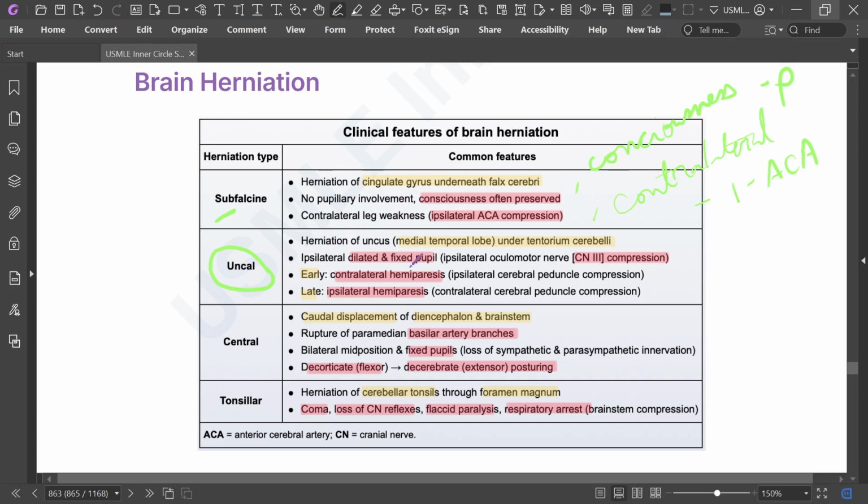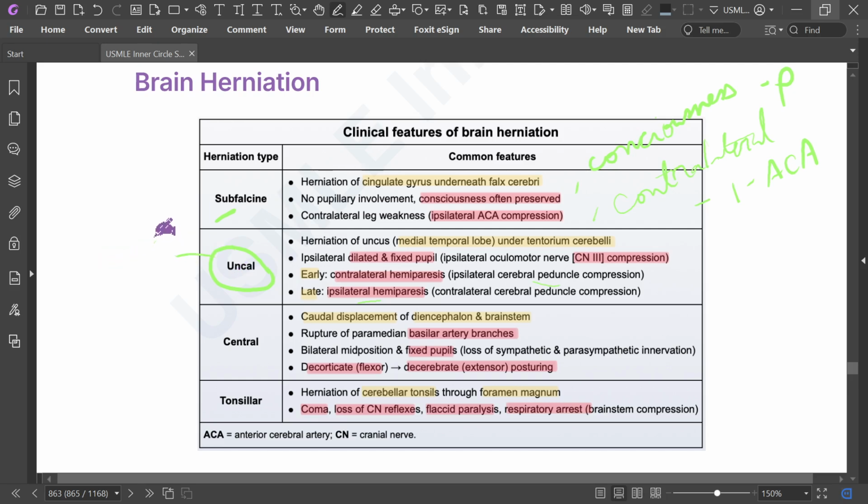Here there is an ipsilateral dilated and fixed pupil due to ipsilateral oculomotor third nerve compression. Early on there is contralateral hemiparesis due to ipsilateral cerebral peduncle compression, and in late cases there is ipsilateral hemiparesis due to contralateral cerebral peduncle compression. So that is uncal herniation.